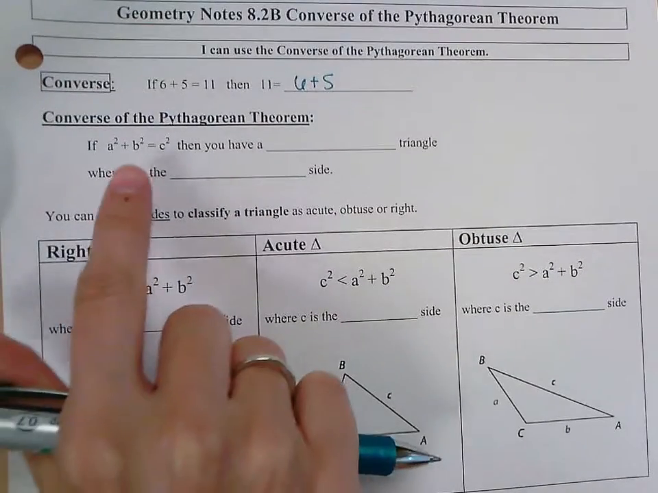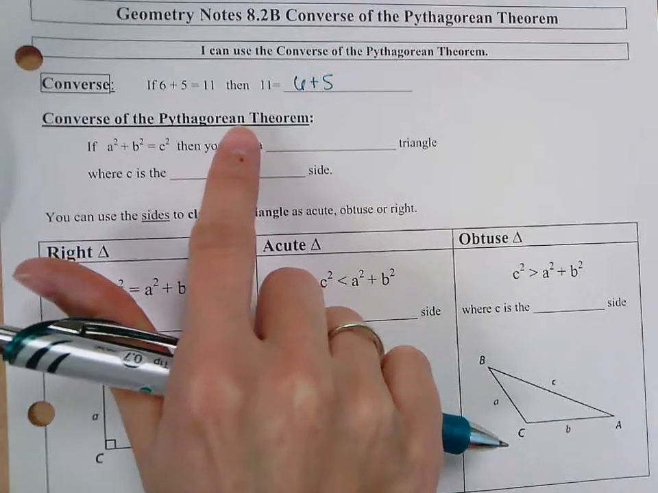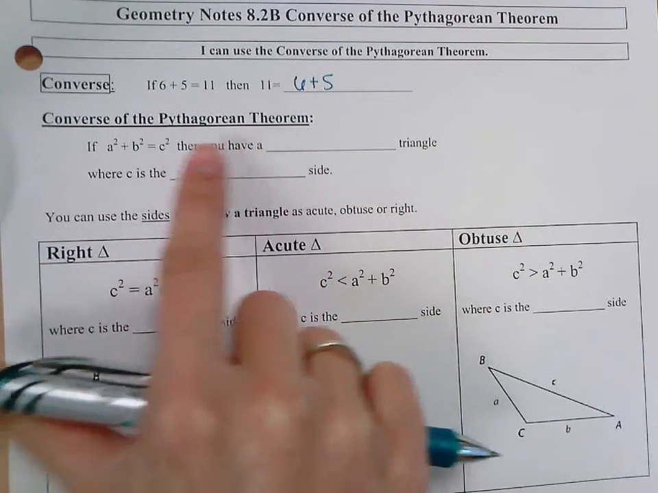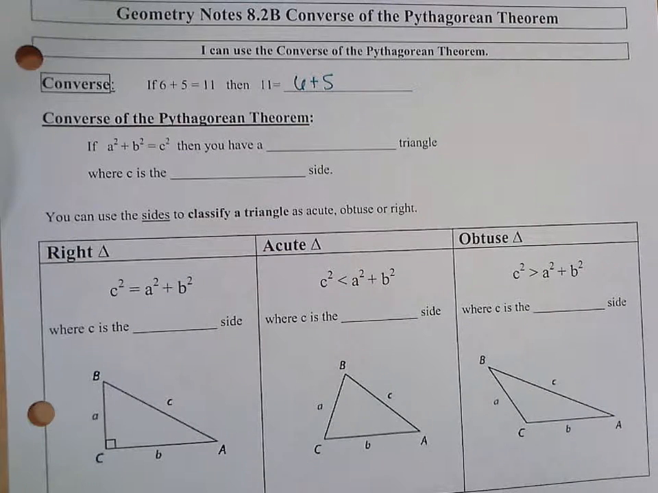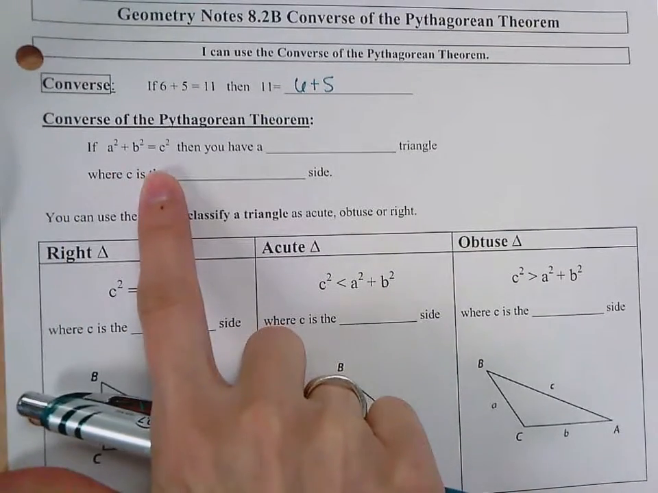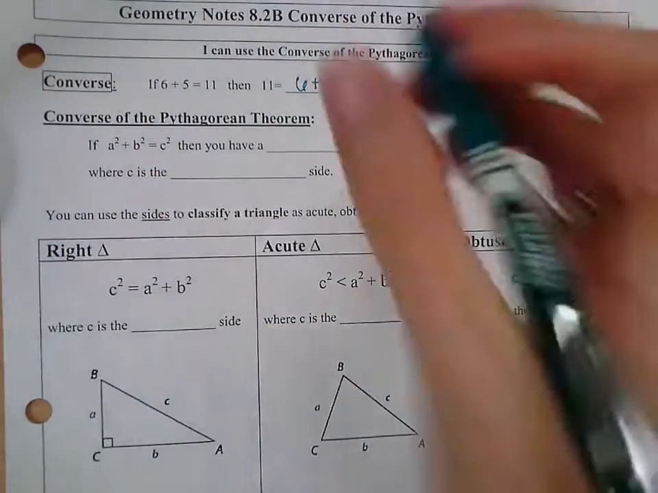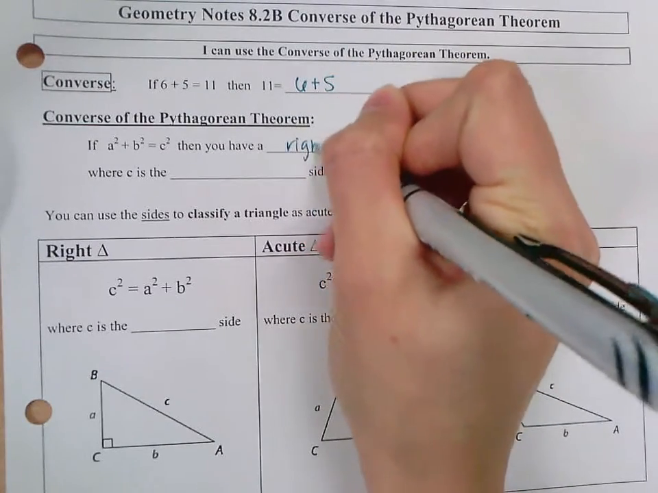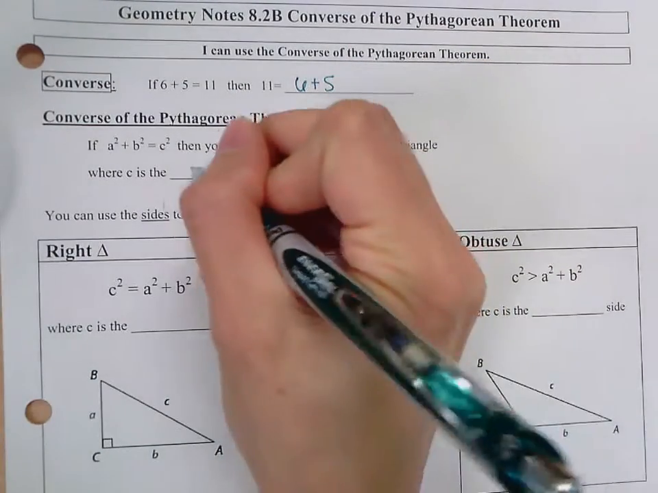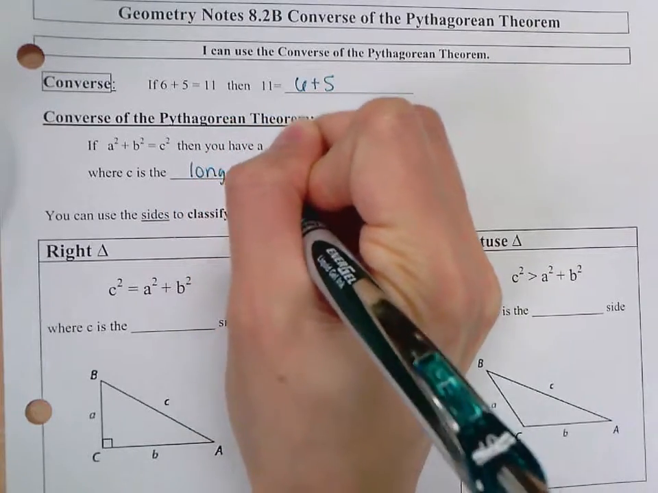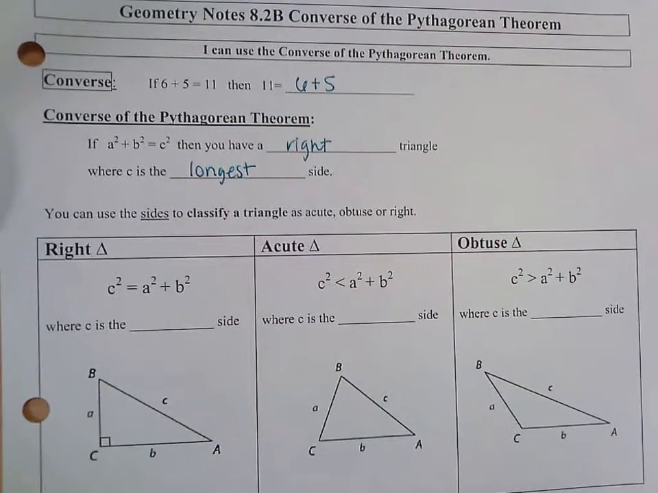So converse of the Pythagorean theorem. Yesterday we said if you have a right triangle, then a squared plus b squared equals c squared. We're switching that. We're saying if a squared plus b squared equals c squared, then you have a right triangle, where c has to be the longest side. So we're just switching around our thinking, or our hypothesis and conclusion.